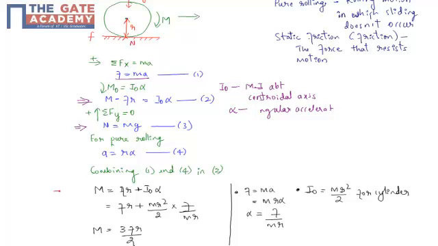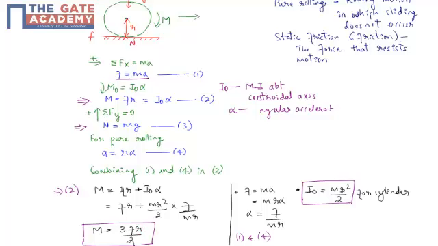This is equation 2. Now for a cylinder, the I0 value will be mr squared by 2. Substituting this here, and from equations 1 and 4, we will get the value of alpha as F by mr. So the final equation for the moment on the cylinder is 3Fr by 2, in terms of the friction force and the radius of the cylinder.